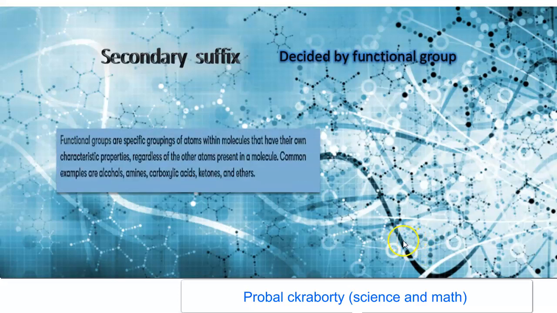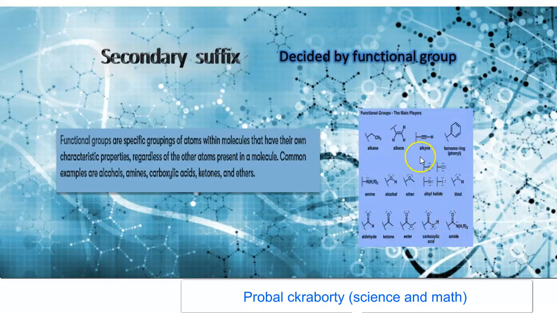Functional groups are specific groupings of atoms within molecules that have their own characteristic properties, regardless of the other atoms present in a molecule. Common examples are alcohols, amines, carboxylic acids, ketones, and ethers. Here I show some functional groups.